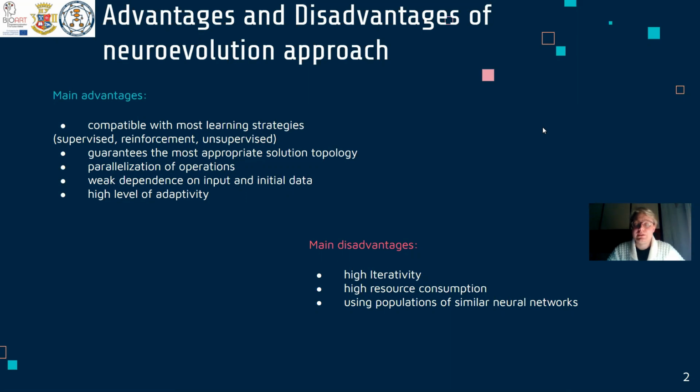On this slide, you can see the advantages and disadvantages of the neuroevolutionary approach. Usually, when we talk about neuroevolution, we can say that this is an alternative approach for the synthesis of neural nets. And like any approach, it has some pros and cons. The main advantages are the use of different learning strategies, the high level of adaptivity, and the parallelization of operations. But we also have a list of disadvantages.